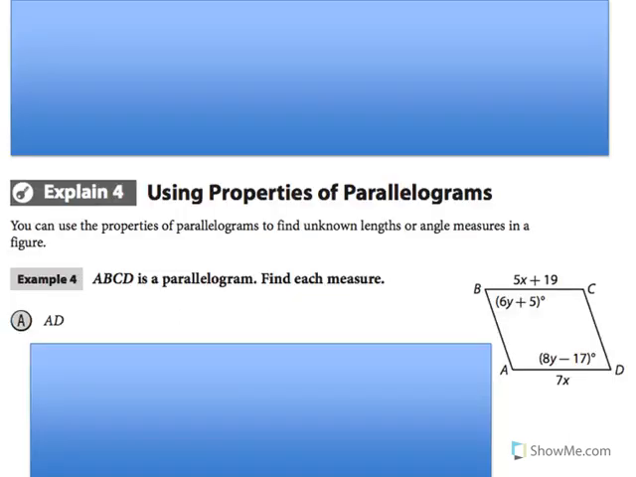Right? Okay, so let's go through what we learned about a parallelogram to solve for the angle or the size. You can use the properties of a parallelogram to find unknown lengths or angle measures in a figure. So example 4, we're given that ABCD is a parallelogram, find each measurement. So in this parallelogram, we know that these two are congruent. So we can say that 5x plus 19 is equal to 8. Oops, my mistake.